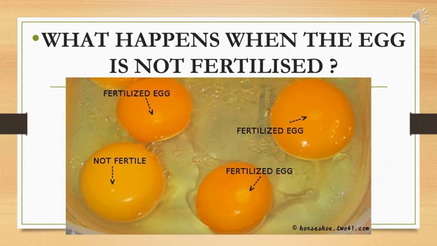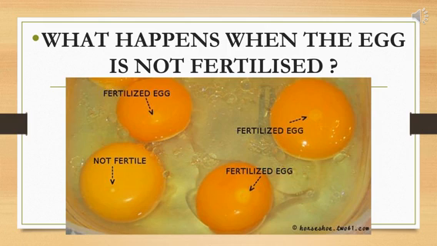What happens when the egg is not fertilized? If the egg is not fertilized, it lives for about 1 day. Since the ovary releases one egg every month, the uterus also prepares itself every month to receive a fertilized egg. Thus, its lining becomes thick and spongy.